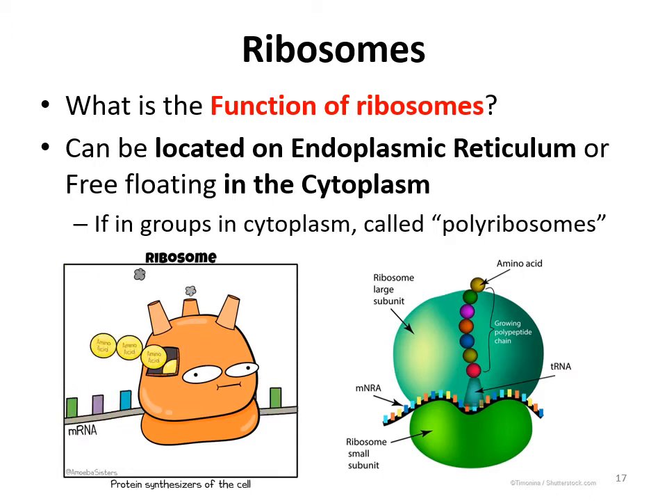And you'll find ribosomes either on the endoplasmic reticulum, specifically the rough ER, so that's why it's rough, because it has all these little ribosomes stuck to the outside, or they'll be free-floating in the cytoplasm. Sometimes if you see them in groups free-floating in the cytoplasm, we call them polyribosomes. But I really want to emphasize that when you hear ribosome, think making protein.